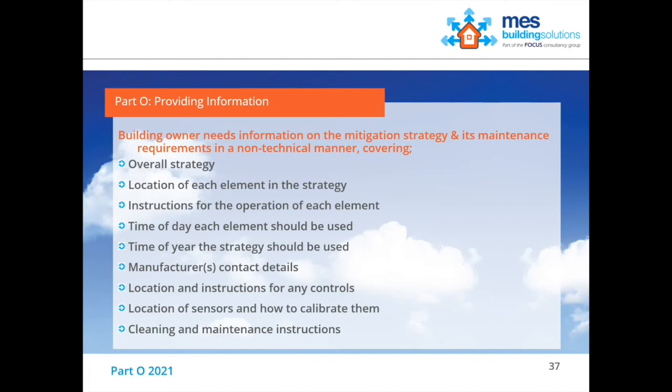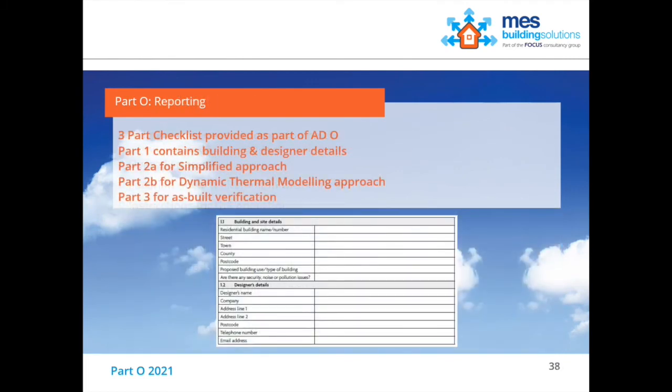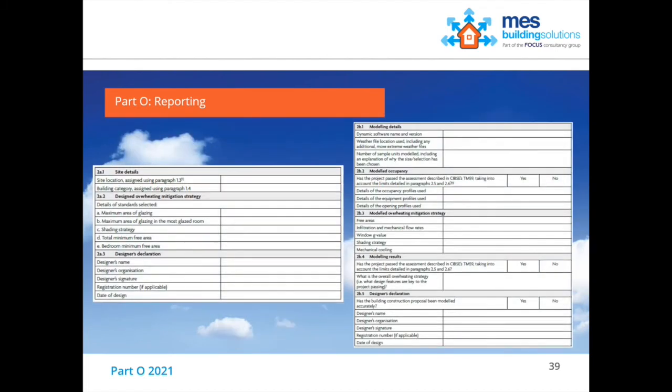So if you're doing a commercial building that fell under Part O, you'd probably just plug this into the building logbook or the O&M manual. If you're doing a dwelling, this would form part of the new home user guide. And there are some sample report templates that can be used. Again, these are detailed in the back of the approved document.